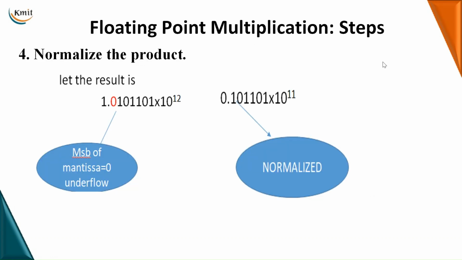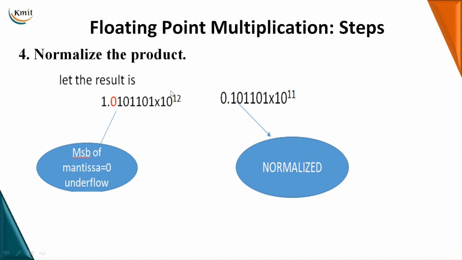So the next step of the multiplication is to normalize the product. You have got a product which may be in a normalized form or it may not be in a normalized form. So you have to check whether the product is in a normalized form or not. If it is in a normalized form, there is nothing to do with it. We can proceed. But if the product is not in a normalized form, you have to normalize the product. So consider the product we got is 1.0101101 into 10 to the power of 12.